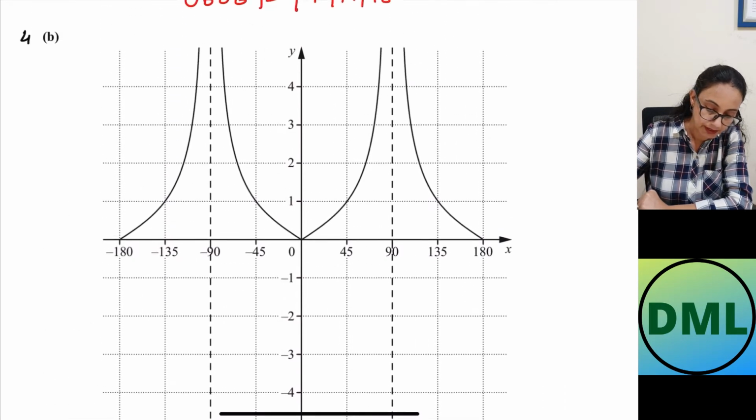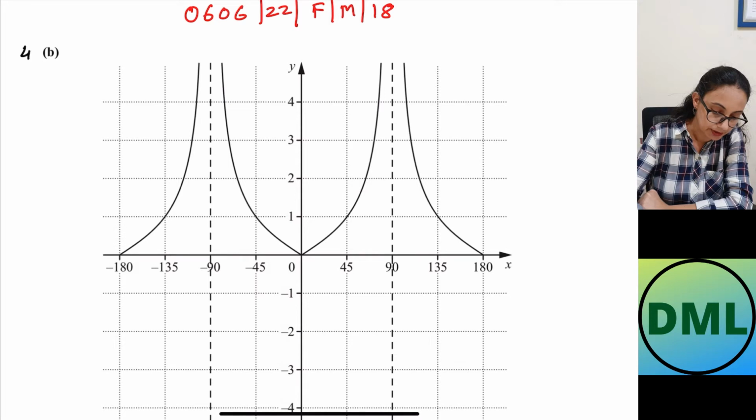So this is my graph. Let's plot the line at y is equal to 1. So let's plot it. This is y is equal to 1. So let's plot the line here. So this is my line.